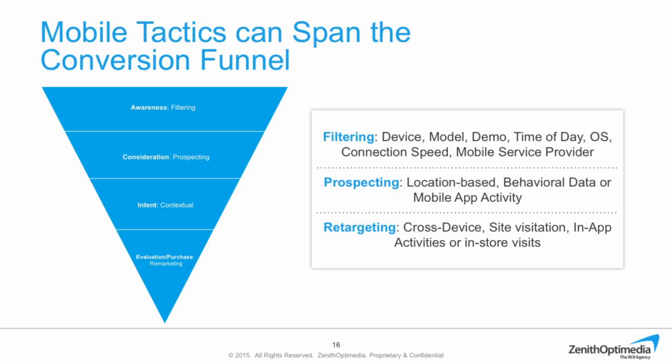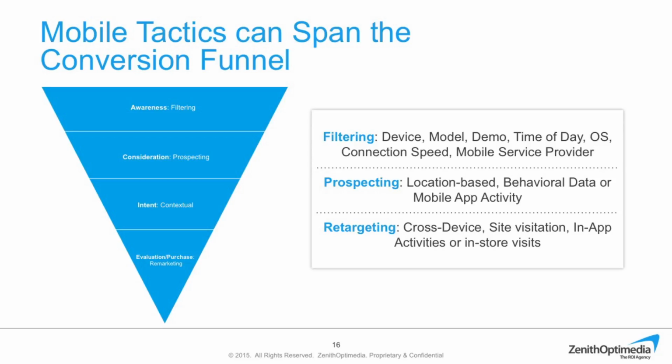And then in the middle of the funnel, you have prospecting. Prospecting is the tactic where you use third-party data providers in order to hyper-target your audience. This becomes very important within mobile to understand that you can only target in certain ways, because mobile, for the most part, is a cookieless environment. However, we are able to target location-based, behavioral data, or even mobile app activity.